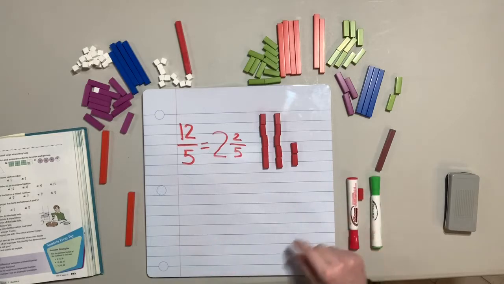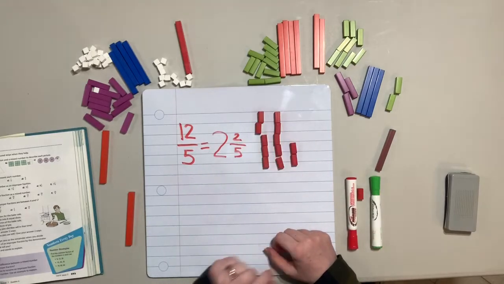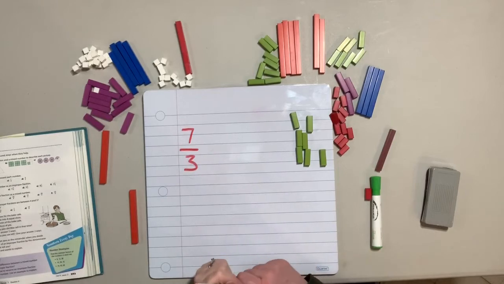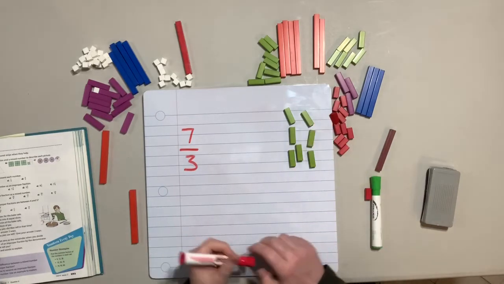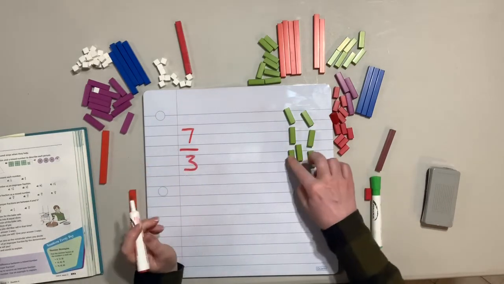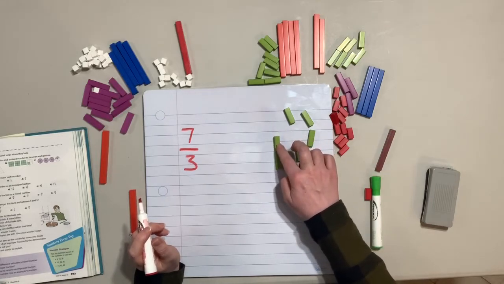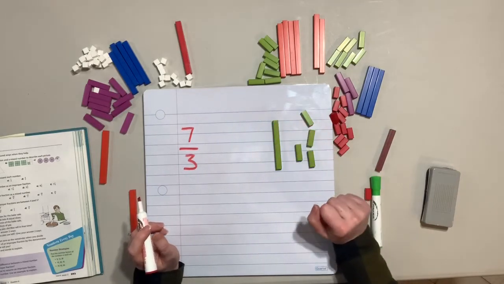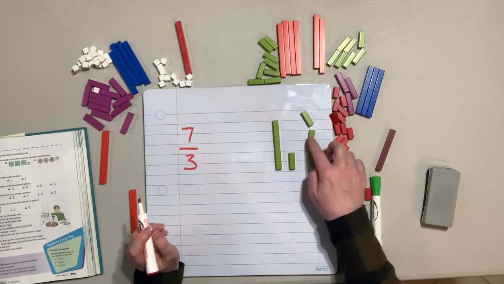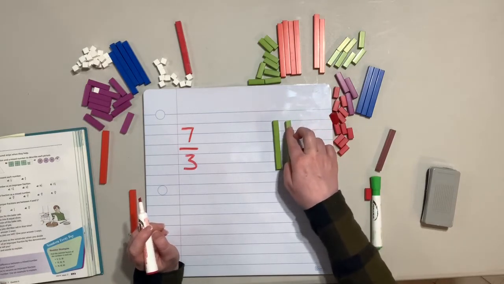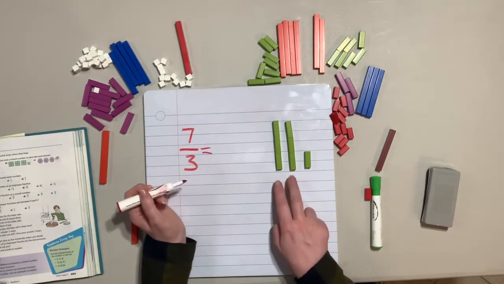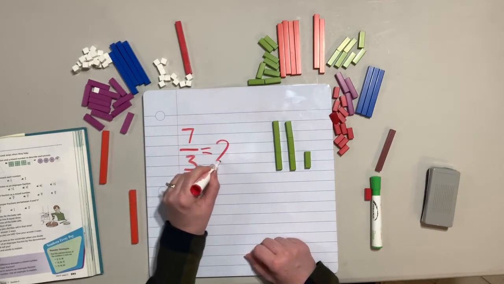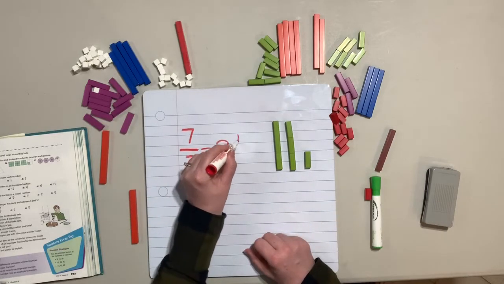I'm going to also show you how to do it without using the rods. We're starting with an improper fraction, 7/3. So we have 7 of these little 1/3 pieces. If we wanted to know what the mixed number was, we would put 3/3 equals 1 whole, 3/3 again equals another whole, and then there's 1 left over. So we have 2 whole numbers and 1/3 left over.